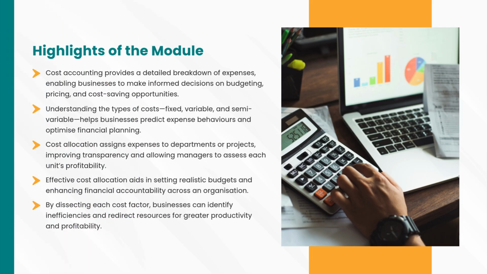Highlights of the module. Cost accounting provides a detailed breakdown of expenses, enabling businesses to make informed decisions on budgeting, pricing, and cost-saving opportunities. Understanding the types of costs, fixed, variable, and semi-variable, helps businesses predict expense behaviors and optimize financial planning. Cost allocation assigns expenses to departments or projects, improving transparency and allowing managers to assess each unit's profitability.